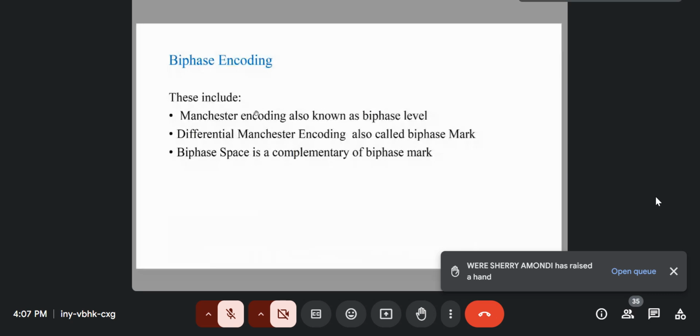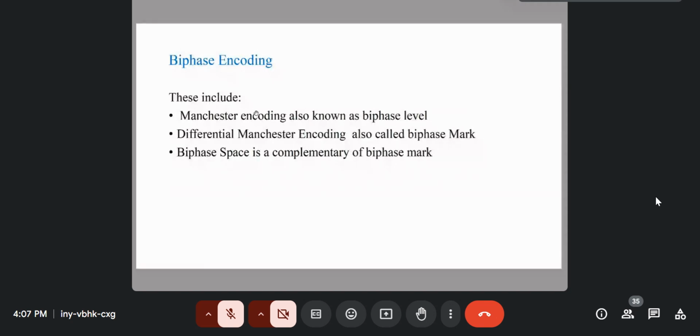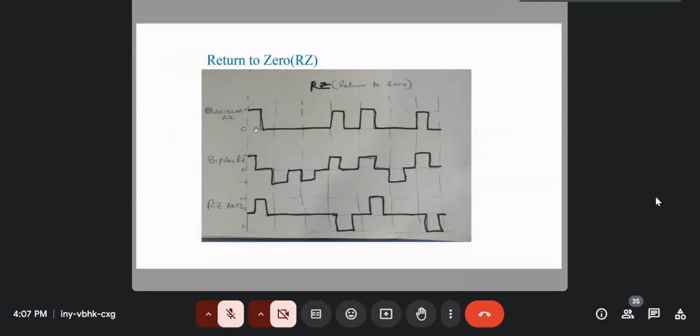Yes, Sherry. What do you mean by indicate negative and positive? You said something about us having to indicate negative or positive. What exactly were you referring to? Indicating positive and negative with respect to these waveforms.